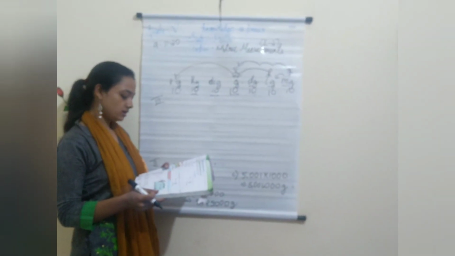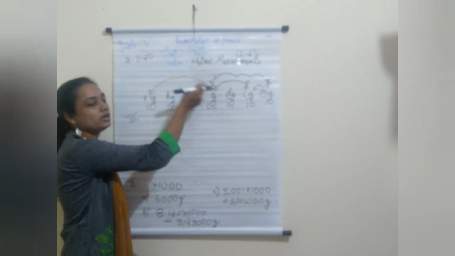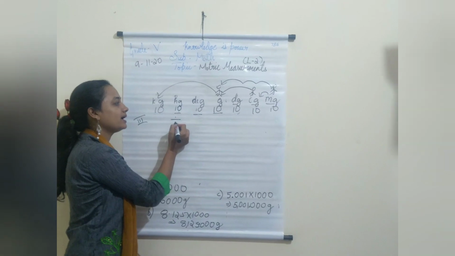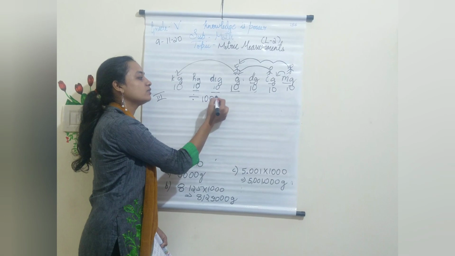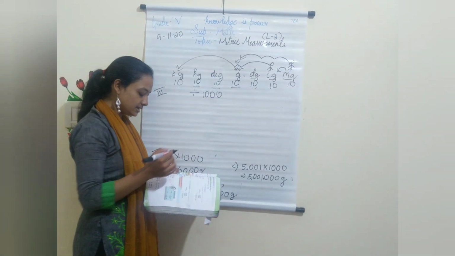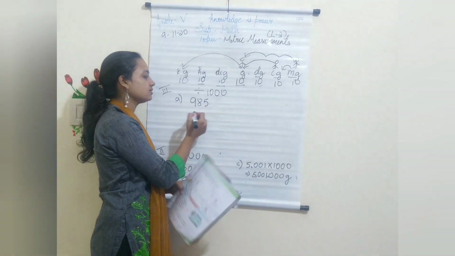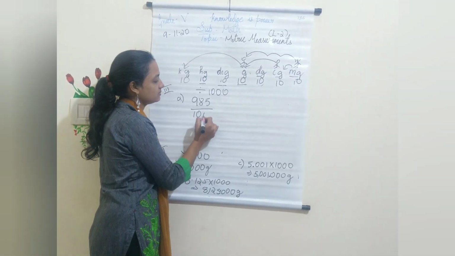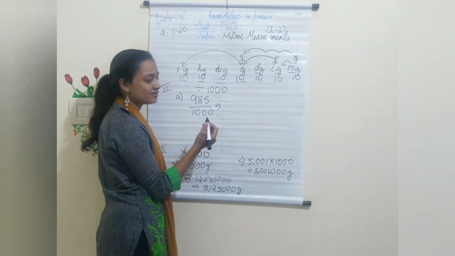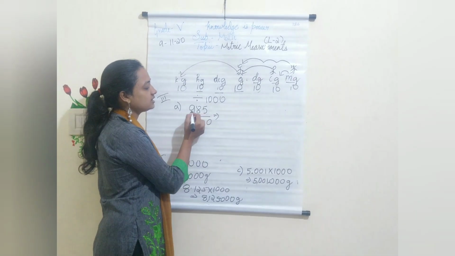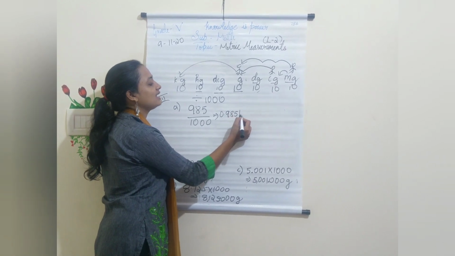Now let's go for the third mean. You have to convert from grams to kgs. Means I am going backward, so I should divide by 1, 2, 3. 3 steps means I should divide by 1000. The first one is 985 grams divided by 1000. You divide by 1000, so after 3 numbers decimal. So you get 0.985 kgs.